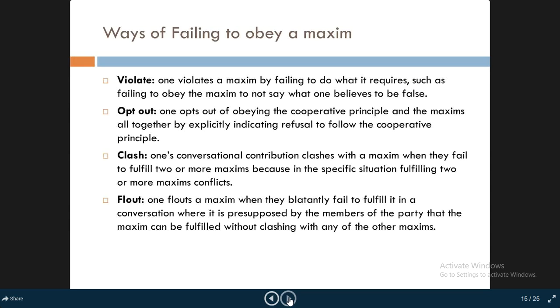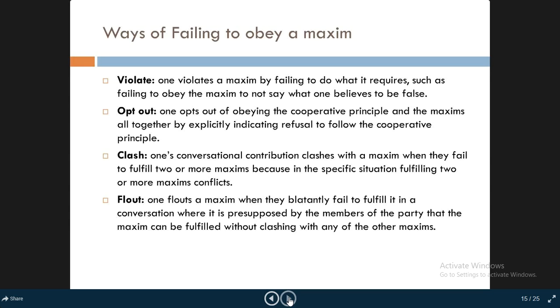One opts out of obeying the cooperative principle and the maxims altogether by specifically indicating refusal to follow the cooperative principle. Clash. One's conversational contribution clashes with a maxim when they fail to fulfill two or more maxims because in the specific situation, fulfilling two maxims conflicts. So, for example, if there is a clash or war between countries, usually the leaders will not obey the maxims or the cooperative principle. Instead they will tend to clash and refuse others' arguments and so on.